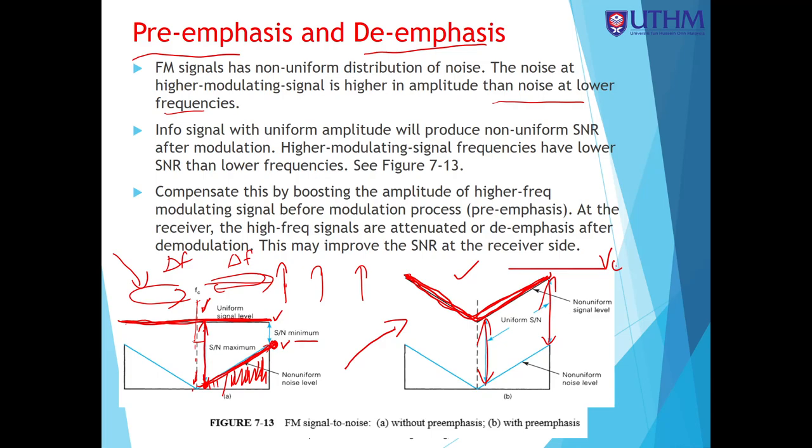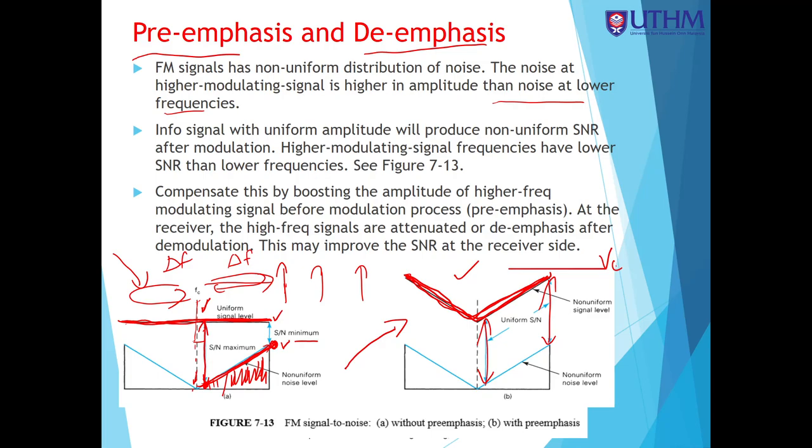So the purpose of pre-emphasis and de-emphasis is that we want to increase the signal to noise ratio. That's the main purpose of pre-emphasis and de-emphasis. So why do we need to do this? Because as you see in the picture, when the input signal has a higher frequency, that means higher noise will be introduced in the system. So we want to overcome the increment of noise due to the higher frequency in the system. What we need to do is increase the signal level.